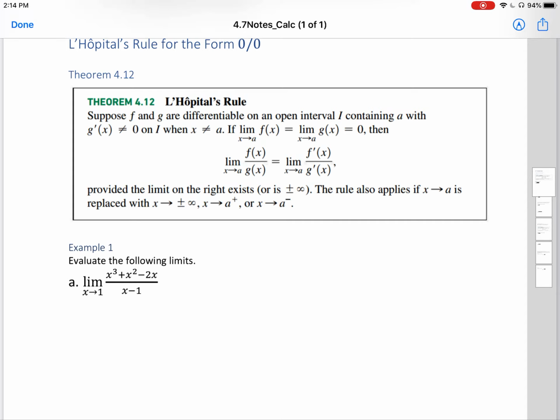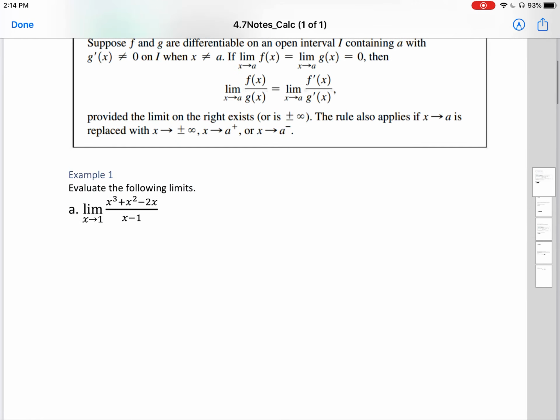So in other words, we're going to apply the derivative to the numerator and then separately apply the derivative to the denominator. And from there, hopefully, we should be able to find the limit. Let's go ahead and take a look at an example.